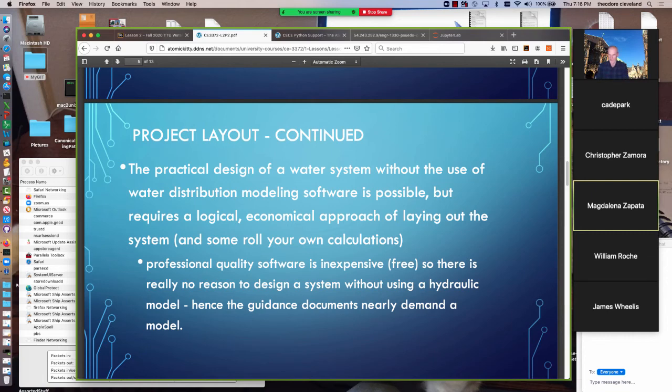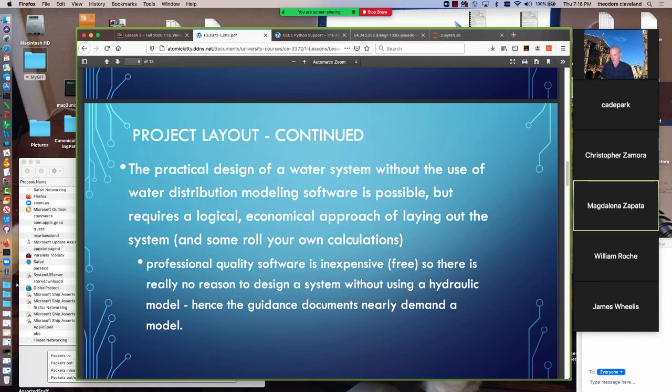But as soon as we start rolling things into loops and getting some substantial complexity, it would be foolhardy to do it without some sort of modeling analysis. Professional quality software is inexpensive, at least for distribution system modeling. Actually, it's free. So there's no reason to design a system without using a hydraulic model other than just being stubborn. And so the guidance documents implicitly almost demand a model. So that's why we're going to spend a little bit of time in this course on modeling.